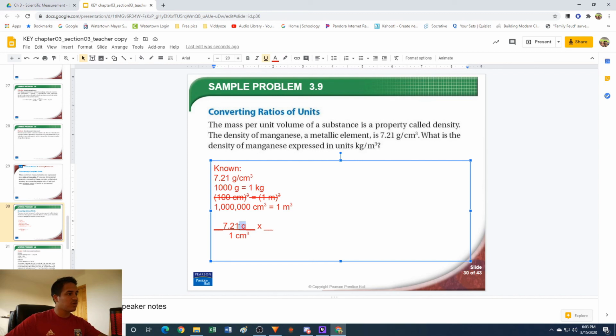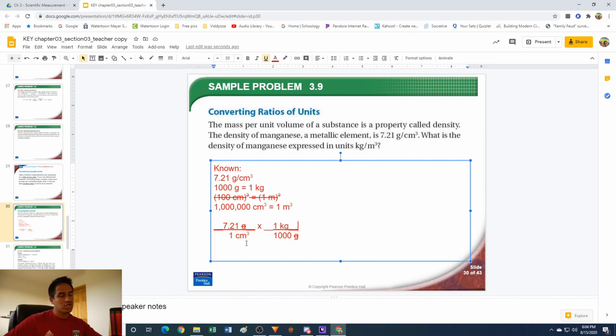Since we're starting with grams here on the top, we want to have the 1 kilogram on the top of our fraction. And we want to have the 1,000 grams on the bottom of our fraction, so that grams are on the bottom there and grams are on the top here, so that they're opposites and they cancel out with each other. So this will convert our grams into kilograms, which is what our final answer wants.